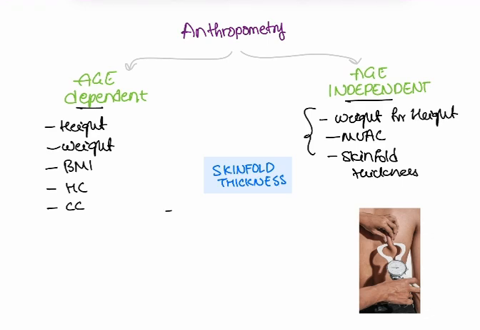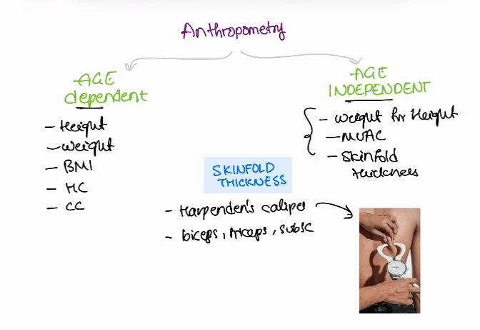Skin fold thickness is measured by Harpenden's caliper, as you can see in the diagram. It is measured at biceps, triceps, and subscapular regions. The value of greater than or equal to 10 mm is normal. The value less than 6 mm is abnormal.